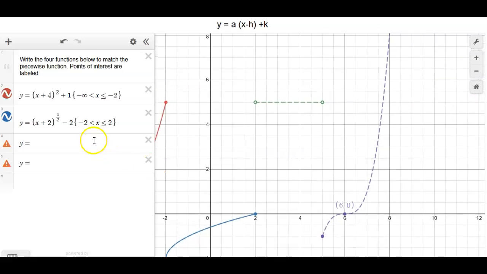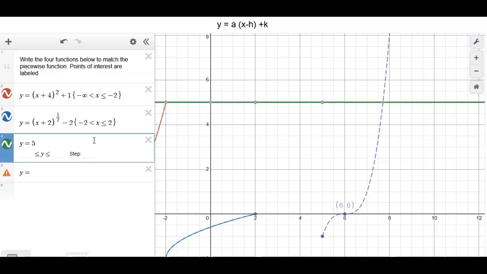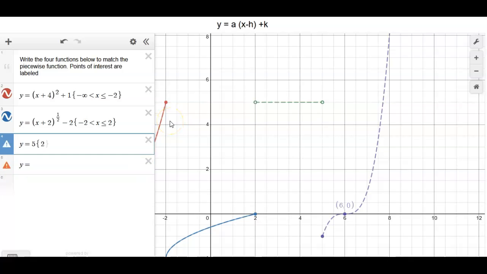The green one up here, that is y equals 5, but we're going from 2 to 5 in our x values. So if we're looking at the x values 2 to 5, and they're both open circles, so we're just going to use the less than symbols. And you can see that we have that sitting right on top.